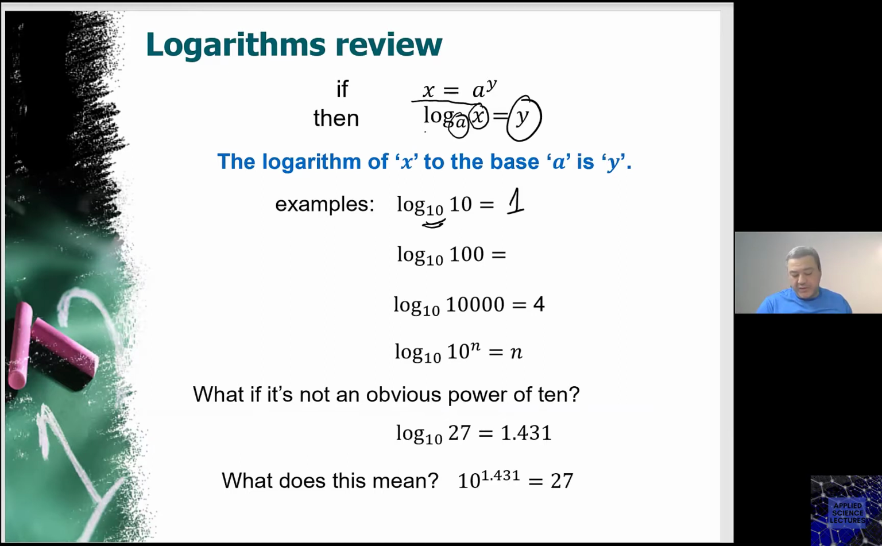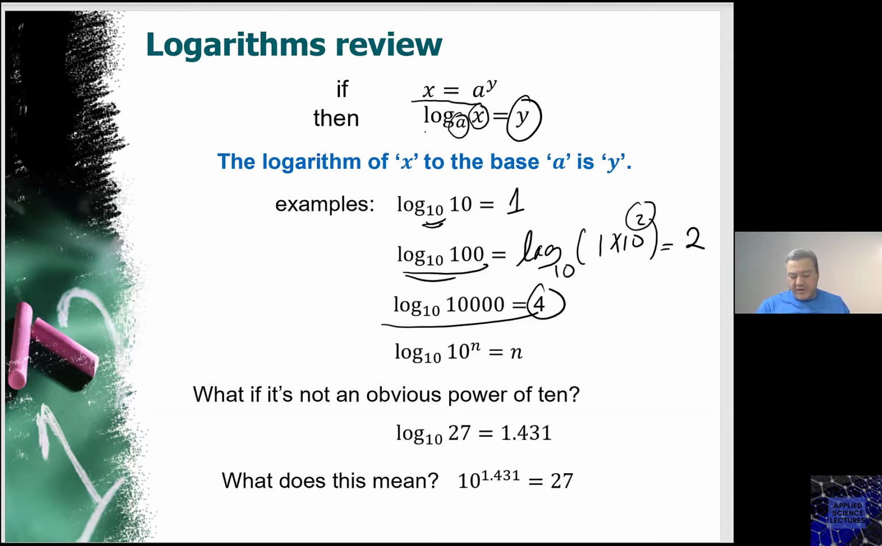Now the next one is the logarithm, of course, for the base 10. 100 is 1 times 10 to the power 2, so the answer will be this power, which is 2. Again, same thing for 10,000, which is 1 times 10 to the power 4. The answer would be 4. Here, with the same base 10, the answer would be the power.